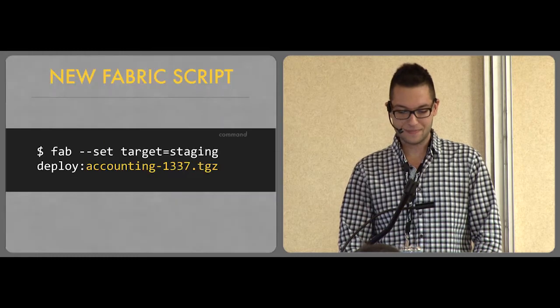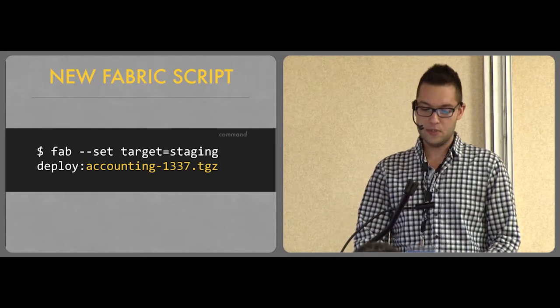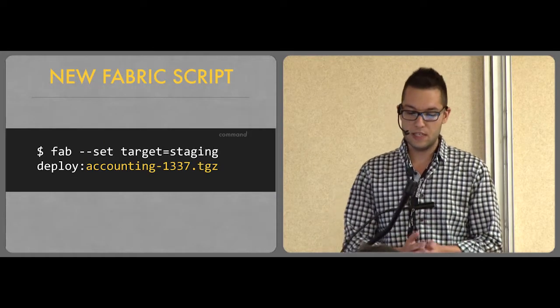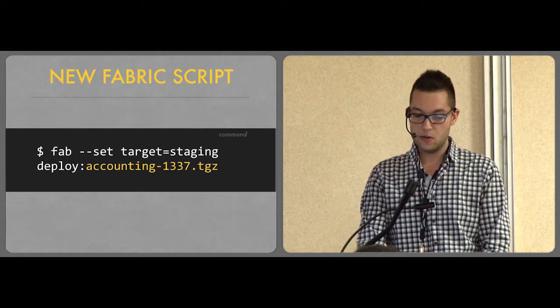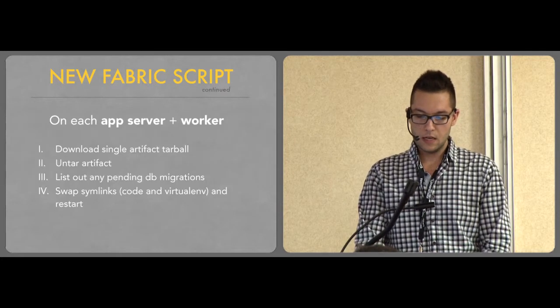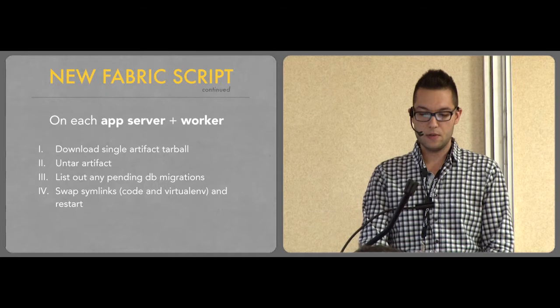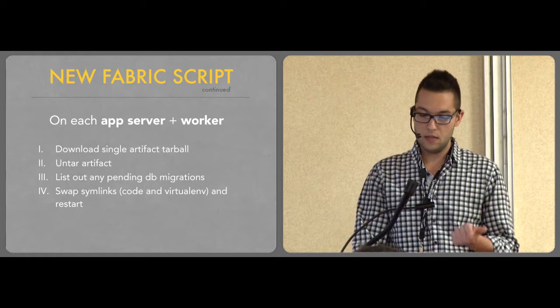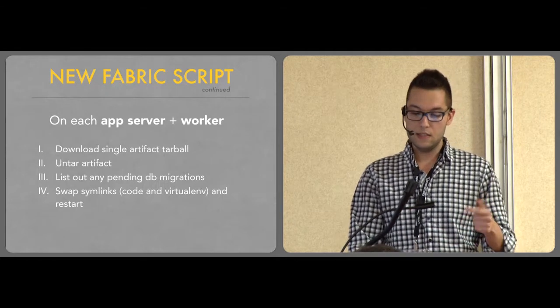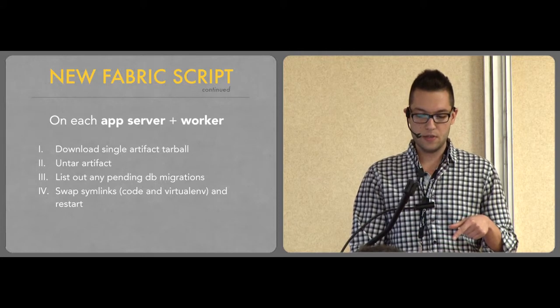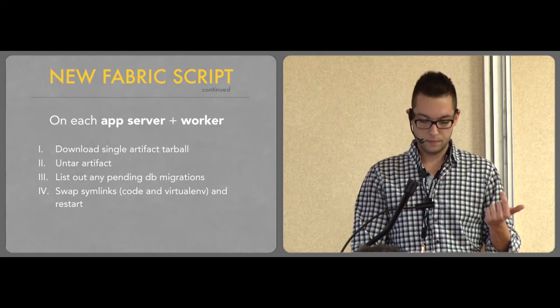I'm running out of time, so I'm going to have to go a little bit faster. The new Fabric script looks like this. Instead of just saying deploy, you can provide an artifact name. On each app server, the new Fabric script downloads the tarball, untars it, and lists any migrations. We don't run any migrations anymore. Then it swaps symlinks and restarts.